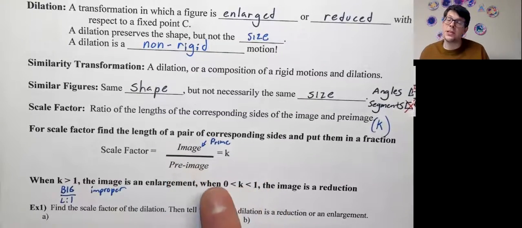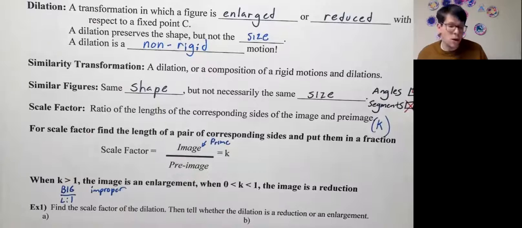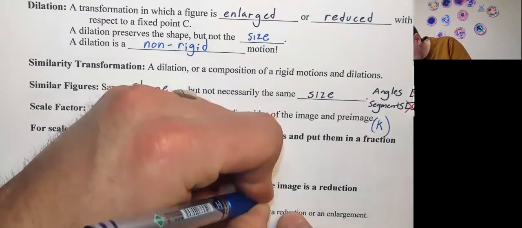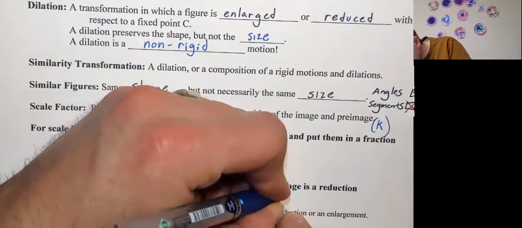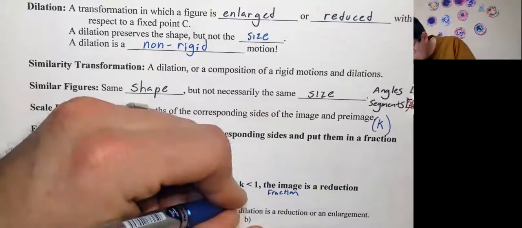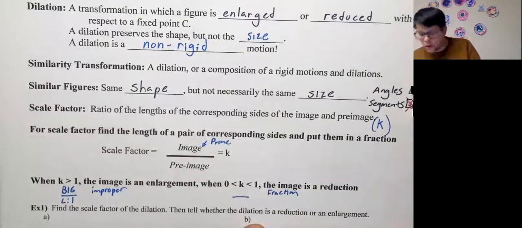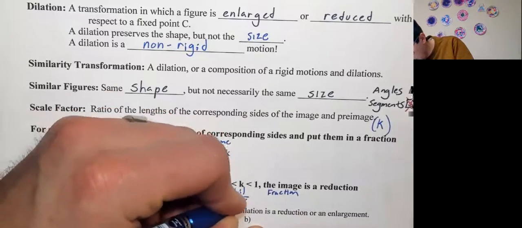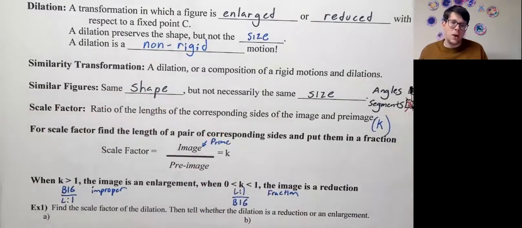If you end up with a K value that's between 0 and 1, we're talking about very small numbers. So this is going to be a small decimal, or most likely a small regular fraction. And so with this one, the rule is basically flipped. To make the fraction small, you need to have your little number on top and your big number on bottom.